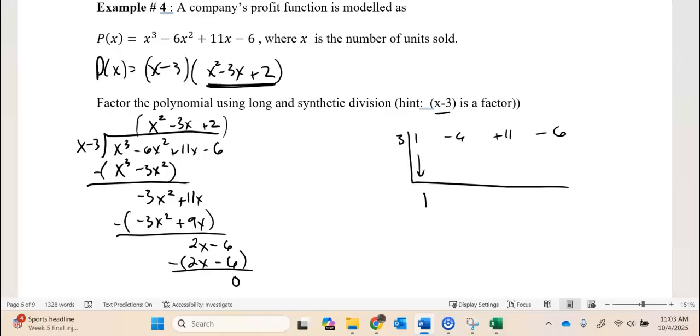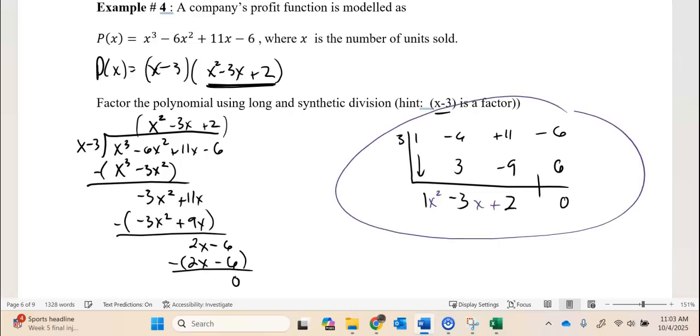Okay, let's just verify that answer with my synthetic. Bring down the 1, multiply, add, multiply, add, multiply, add. Oh, that was a lot easier. We just have to understand this represents x minus 3, and this is a quadratic because I started with a cubic. Okay, I like the synthetic. Isn't that a lot easier?